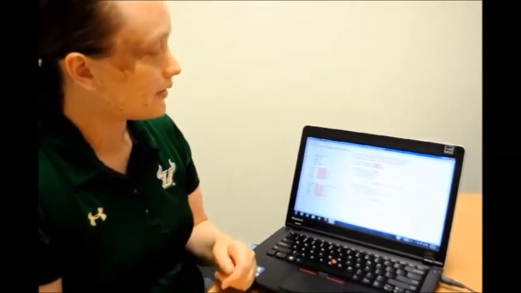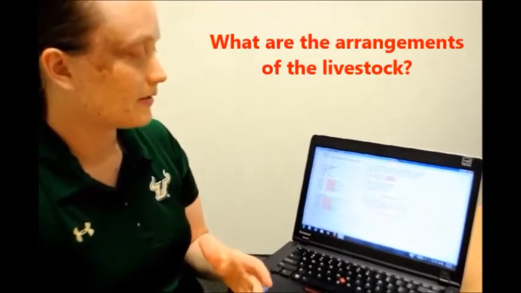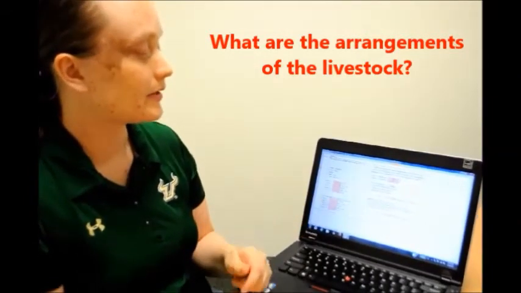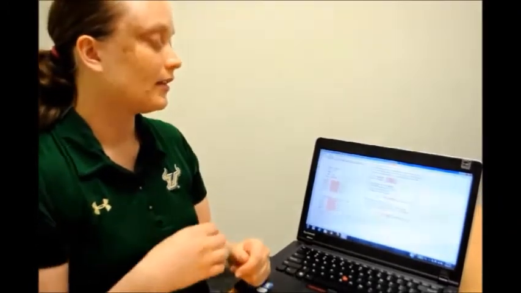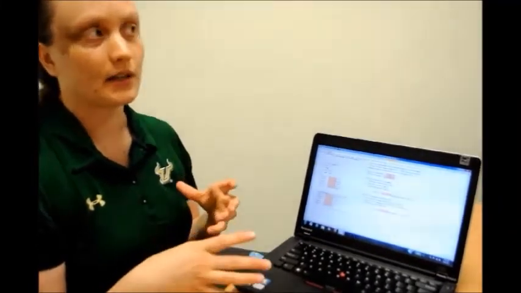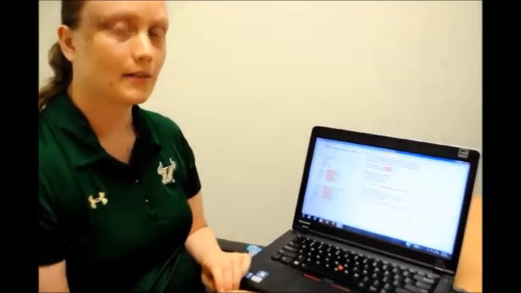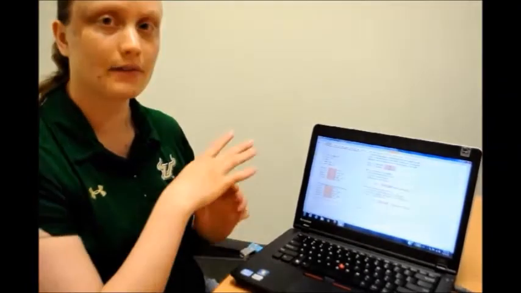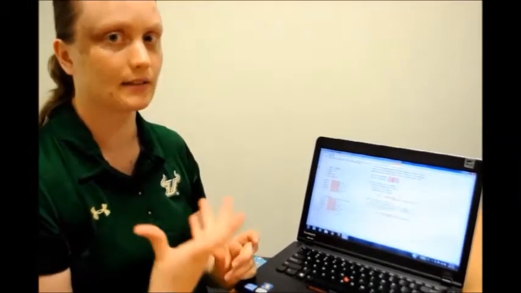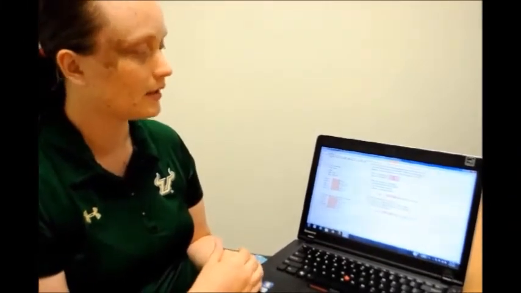For the 5th question, it's what are the arrangements of the livestock? So there's 3 options that the user can choose, and this is based on how much manure it's estimated that could be collected during the year, because if the livestock are ranging, the manure will be very difficult to collect and labor intensive to collect.